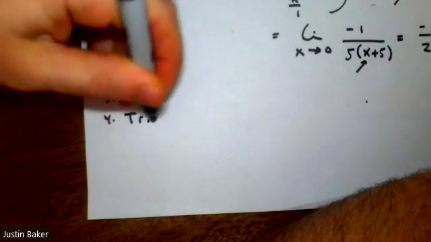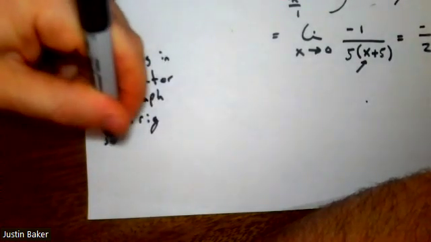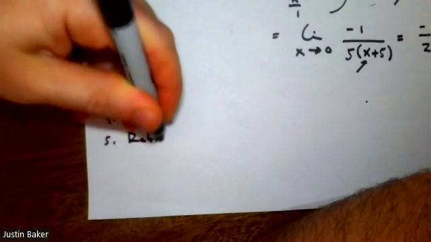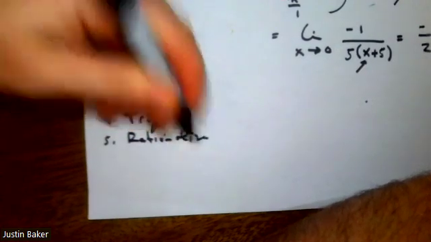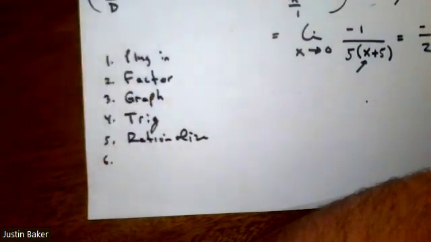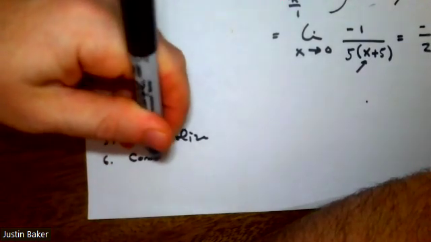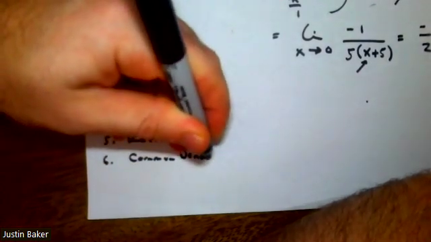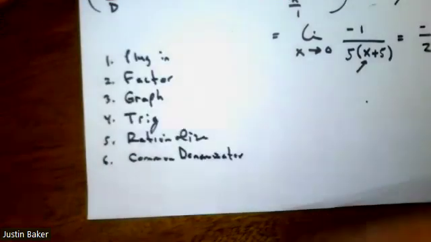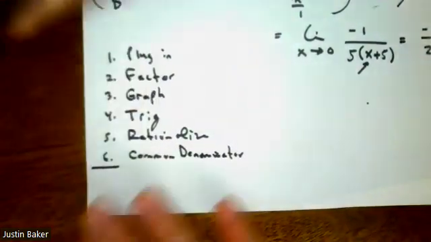Does it involve trig? Does it involve radicals? If it's involving radicals, we're going to rationalize. Does it involve fractions? We're going to use a common denominator. And then in terms of this video, that's going to be where we cut this off.